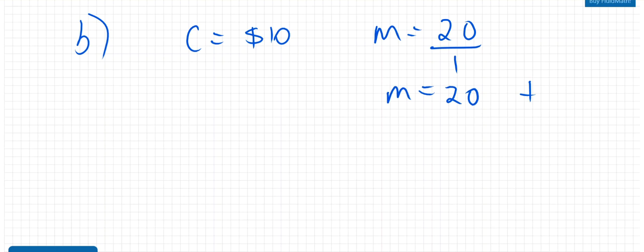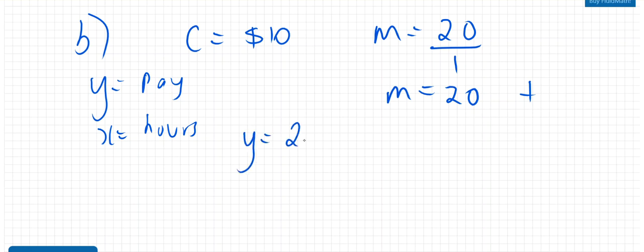Now I'm going to put this into an equation. Once again, y will be her pay, because pay depends on how many hours she works, and x is hours. I'll use y and x again, that's fine. So y will be equal to $20 per hour, so times x, plus that $10 she initially gets for travel costs. And you should have an equation similar to this.